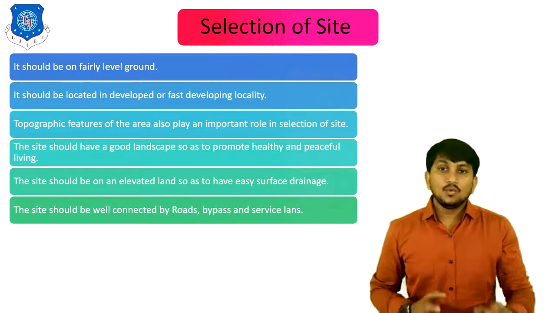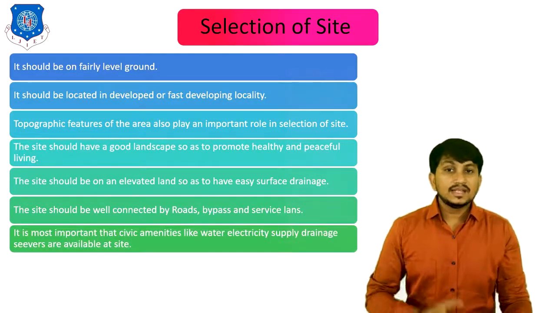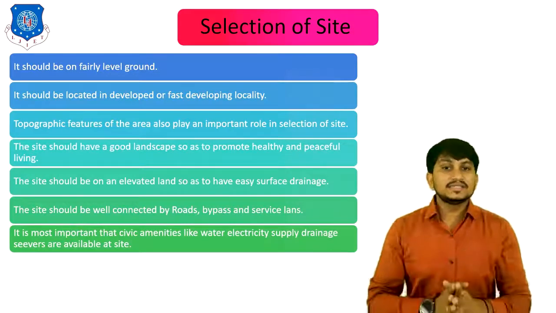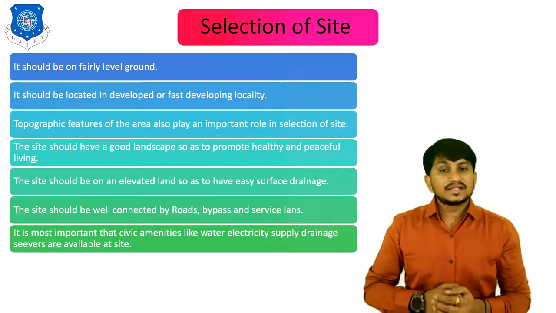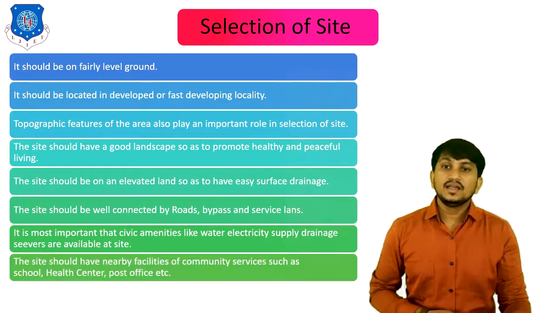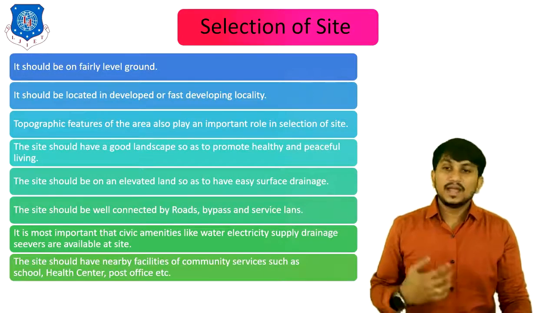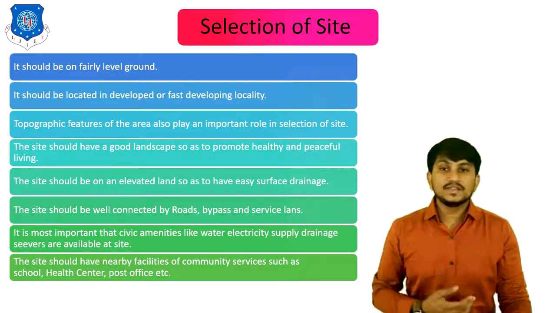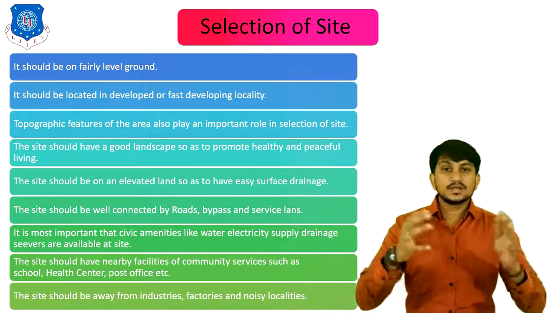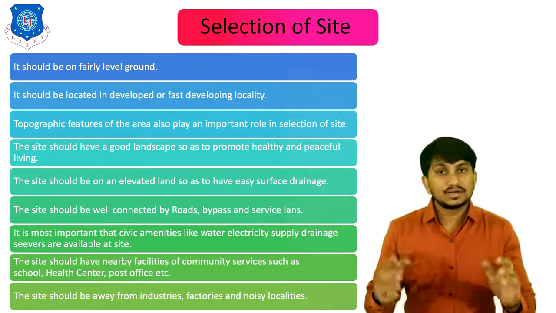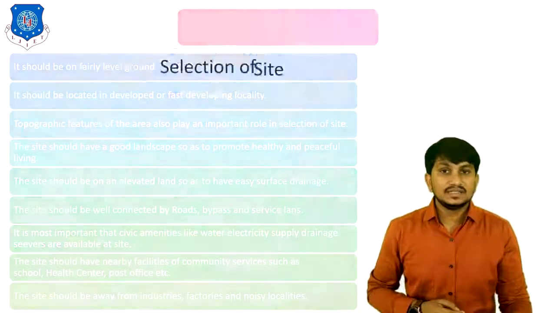The site should be well connected by roads, bypass, and service lines. It is most important that civic amenities like water connectivity, electric supply, drainage lines, etc. are available on the site. The site should have nearby facilities like school, health center, hospitals, post office, banks, etc. And the site should be away from industries, factories, and noisy localities. So these are the points to be considered while selecting the site.